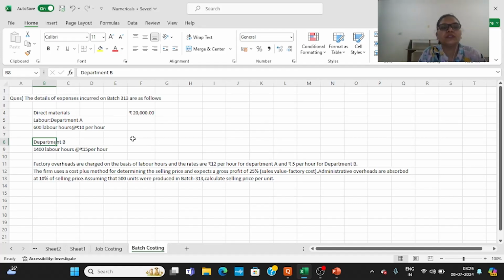The firm uses a cost plus method for determining the selling price and expects a gross profit of 25%, that is sales value minus factory cost. Administrative overheads are absorbed at 10% of selling price. Assuming that 500 units were produced in batch 313, calculate the selling price.